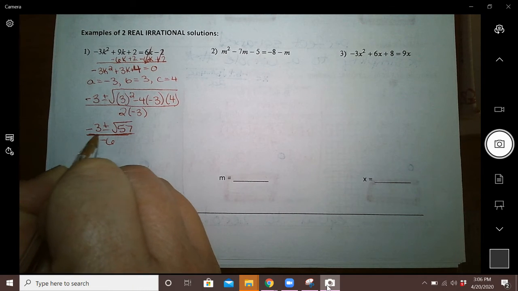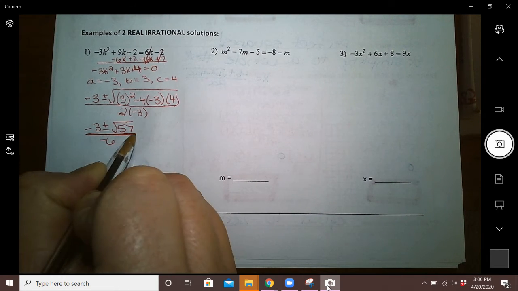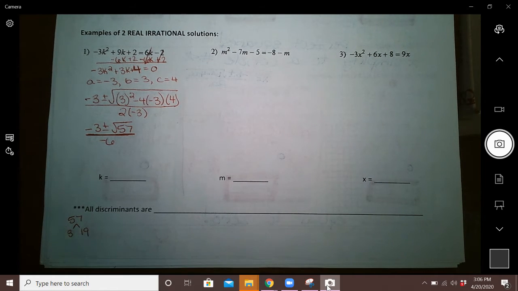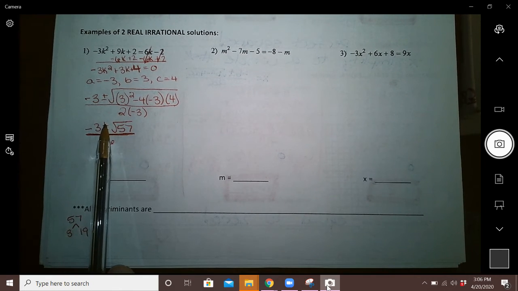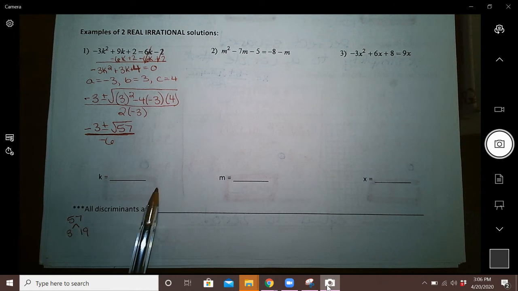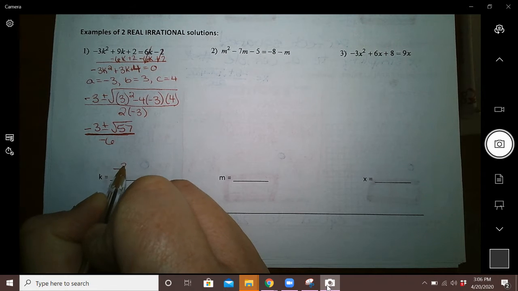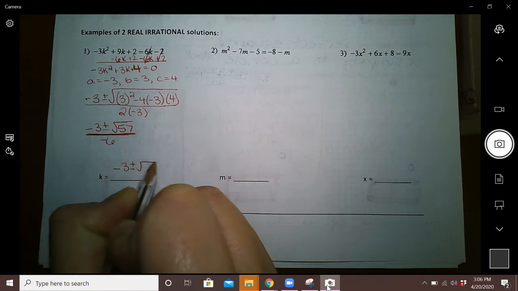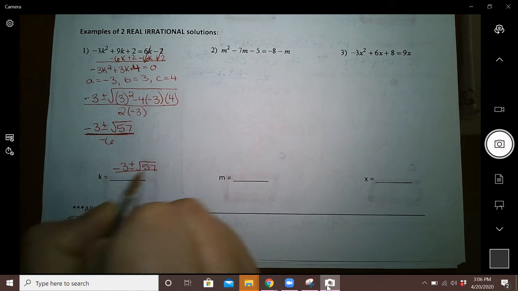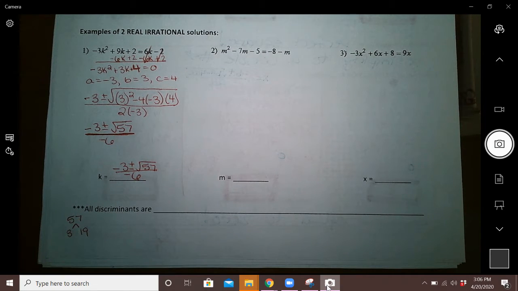So if I break this into 2 steps, it's actually going to be more to write than if I just leave it as is. I'd have negative 3 plus the square root of 57 over negative 6. And then I'd have negative 3 minus the square root of 57 over negative 6. And I don't want to write that twice. So I'm going to leave it with the plus minus sign in it. And that is my final irrational answer. I know there are 2 solutions here. One would be a plus something, and one would be a minus something.